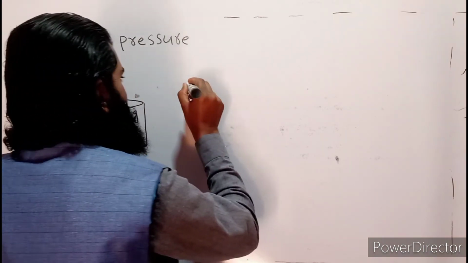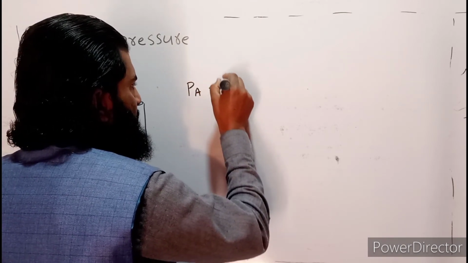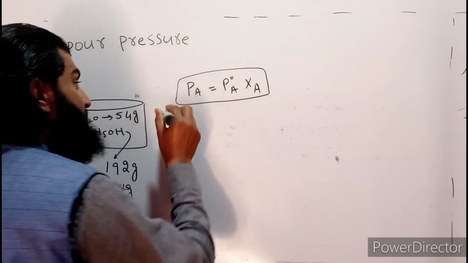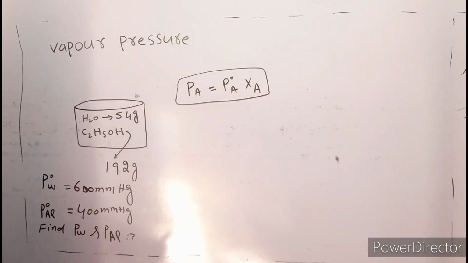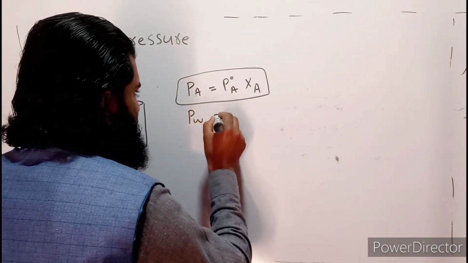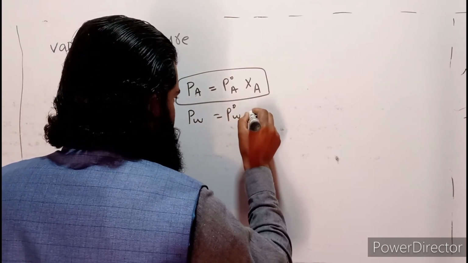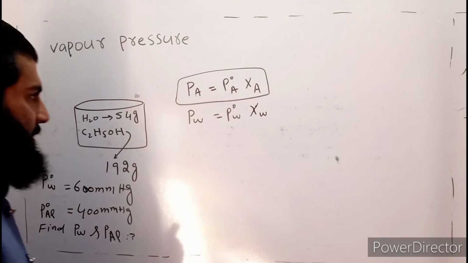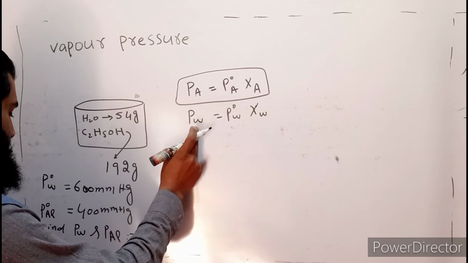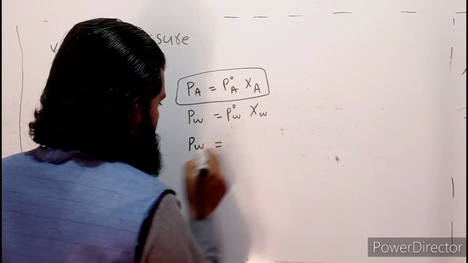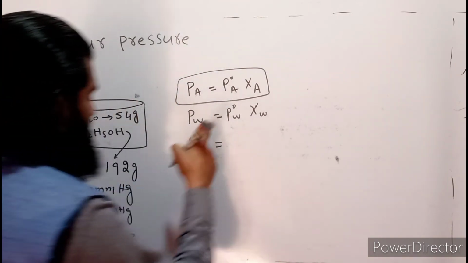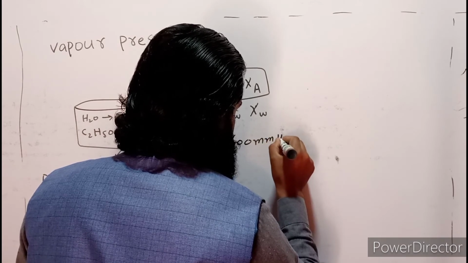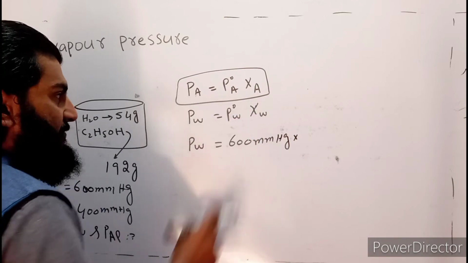You know that the pressure exerted by something in a solution form is equal to P naught A into the mole fraction of this substance, clear. Now we write this equation for water. The partial vapor pressure of water is equal to the pure-form vapor pressure multiplied by the mole fraction of water. So PW, the partial vapor pressure in solution form, is equal to P naught W, which is 600 mm of Hg, multiplied by the mole fraction of water.